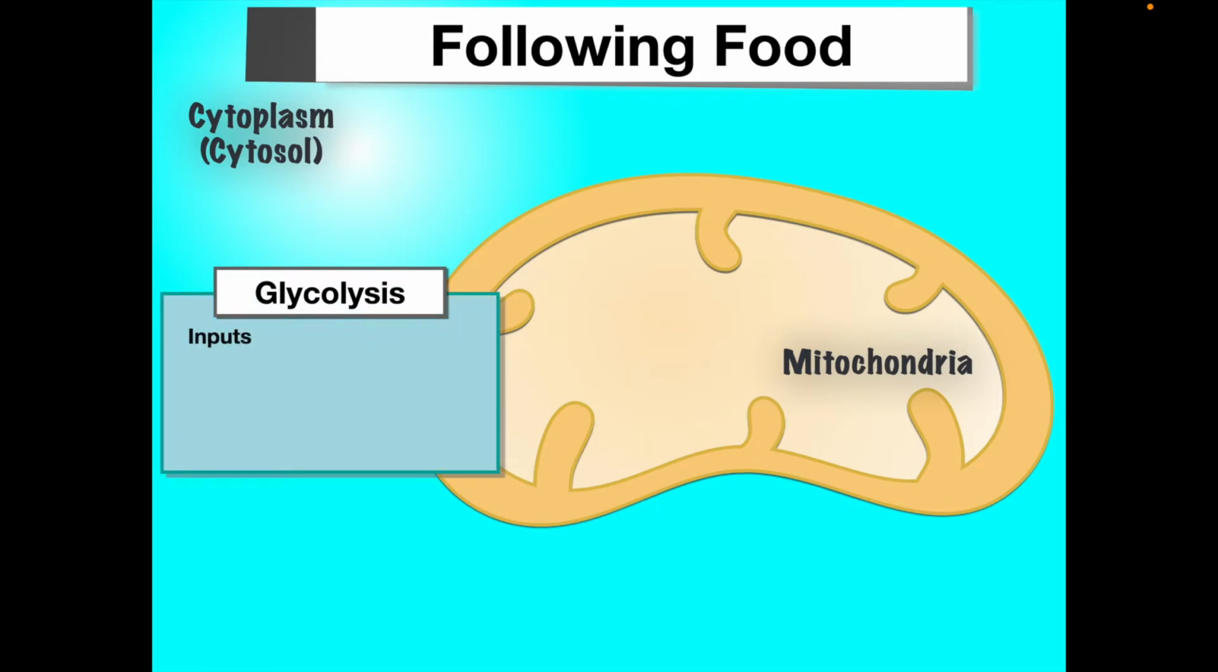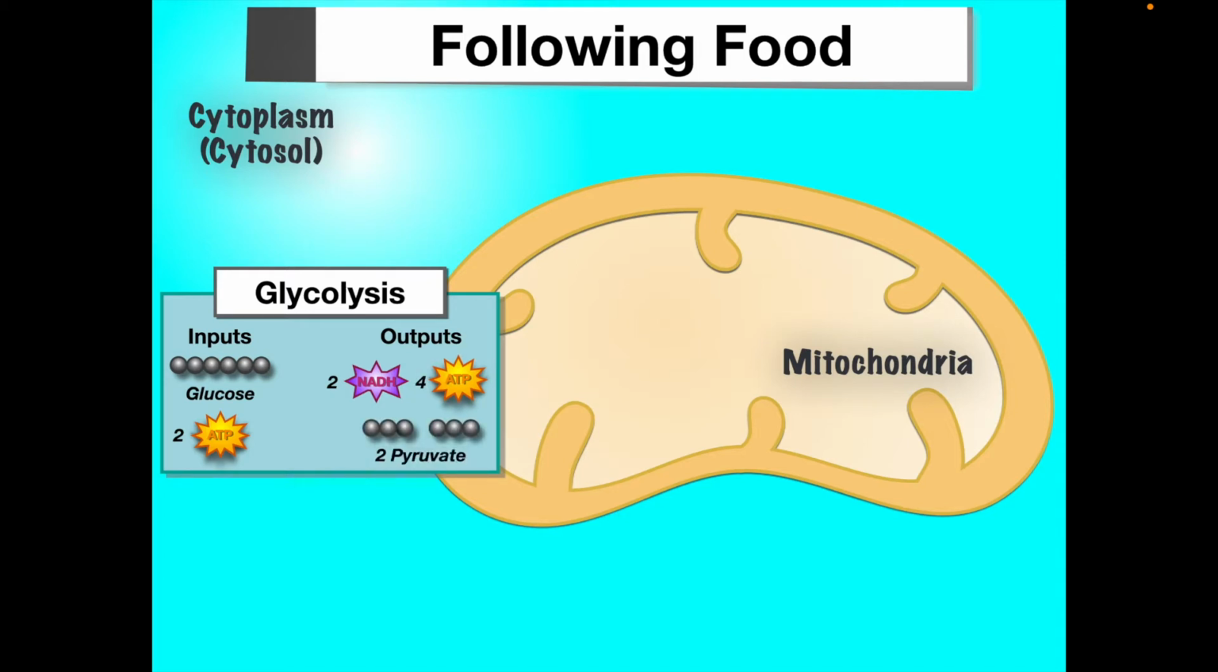Now, the first part of taking this food and turning it into energy is that we've broken it down into our glucose, and we start the chemical reaction in the cytoplasm with the initial investment of 2 ATP. Now we're going to get a couple outputs here. What are those outputs going to be? Well, it's going to be 2 NADH and 4 ATP and 2 pyruvate. So remember, we invested those 2 ATP, so we say we have a net gain, or a net output, of 2 ATP when we go through glycolysis.